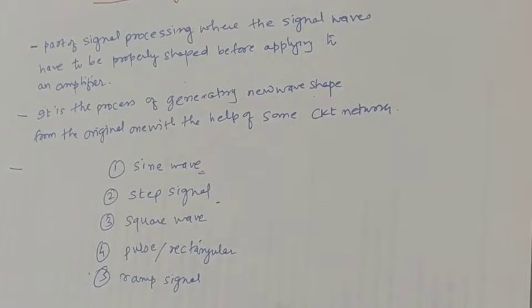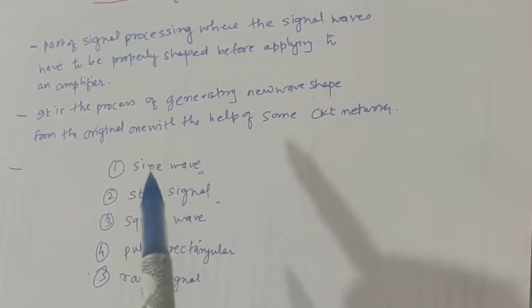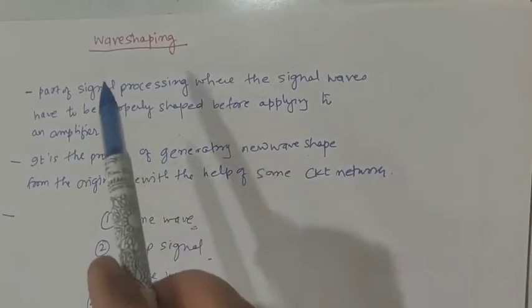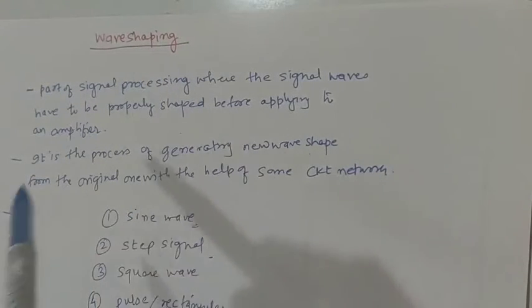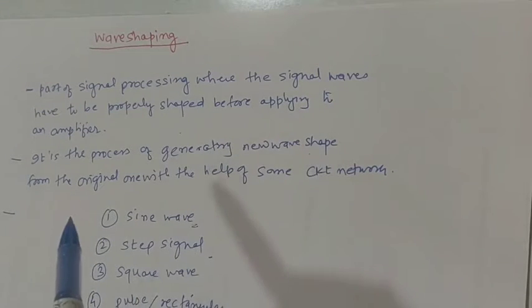So it is very important for a hardware engineer to understand, if these signals are applied to any circuit, how that circuit is going to respond and how the wave shapes are going to be changed. That is what we cover under the topic called wave shaping. So remember friends, wave shaping is the part of signal processing where the signal waves have to be properly shaped before they are applied to the amplifier.